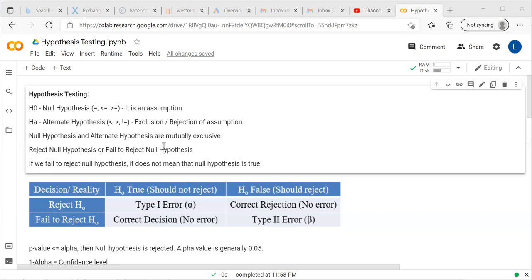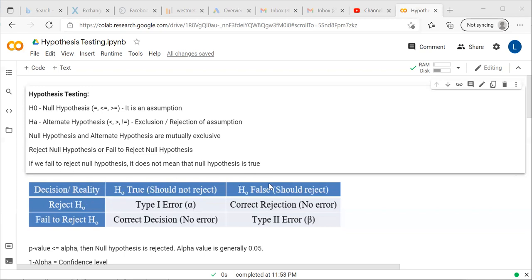So at the end of your hypothesis testing, there are only two possibilities. Either you reject the null hypothesis or fail to reject the null hypothesis. If you fail to reject the null hypothesis, it does not mean that the null hypothesis is true. This is one concept which you should remember.